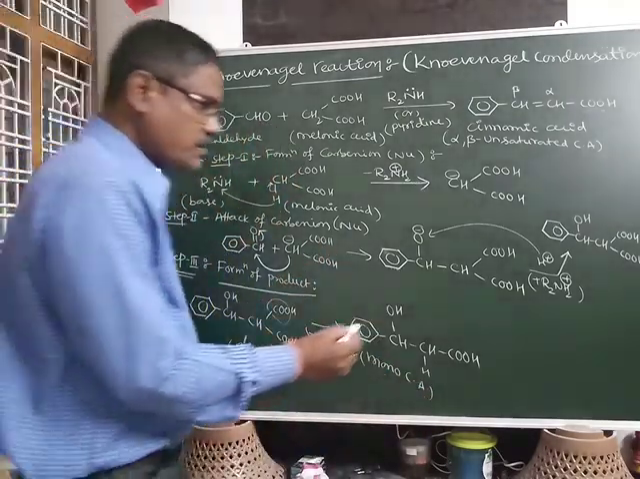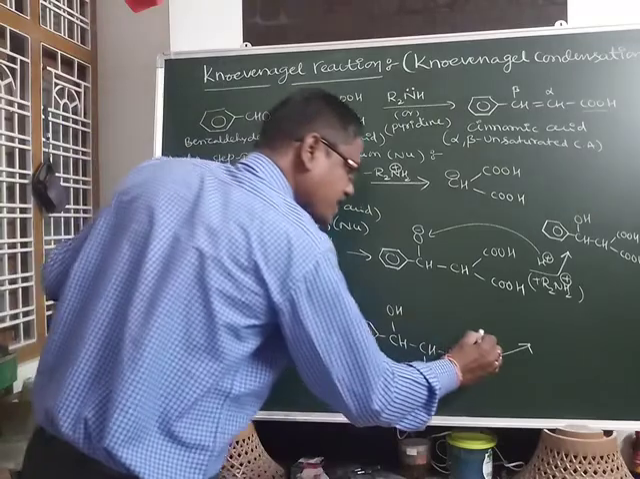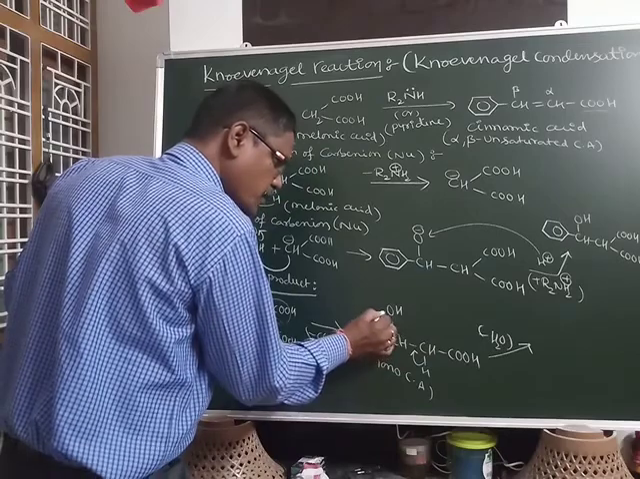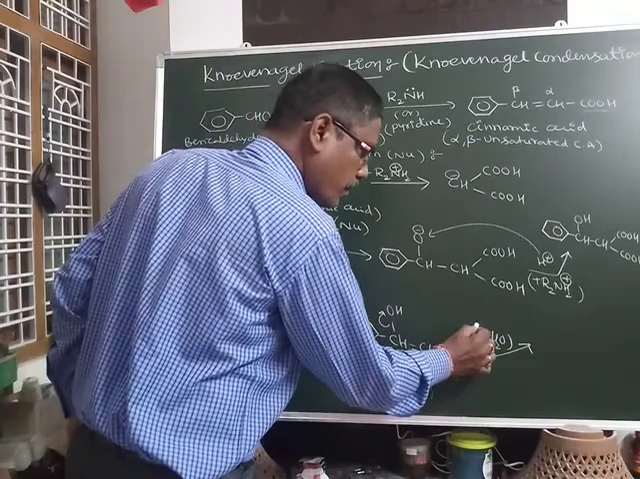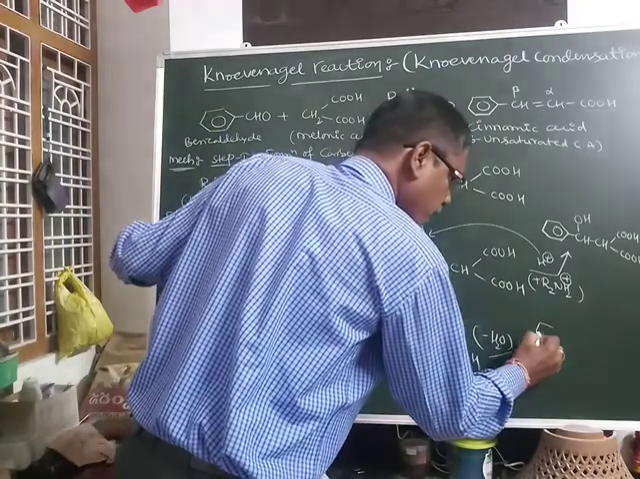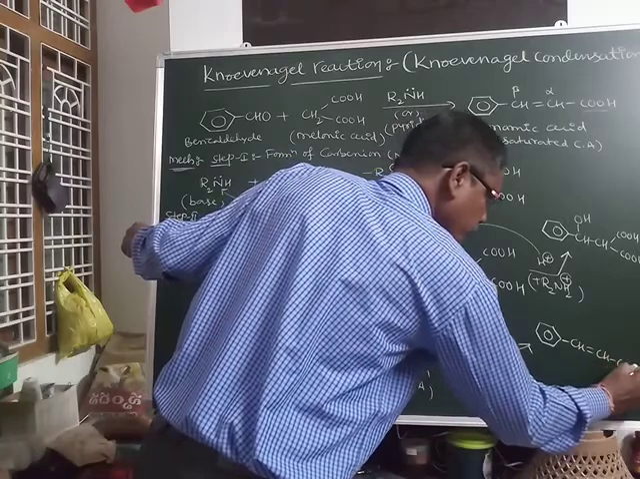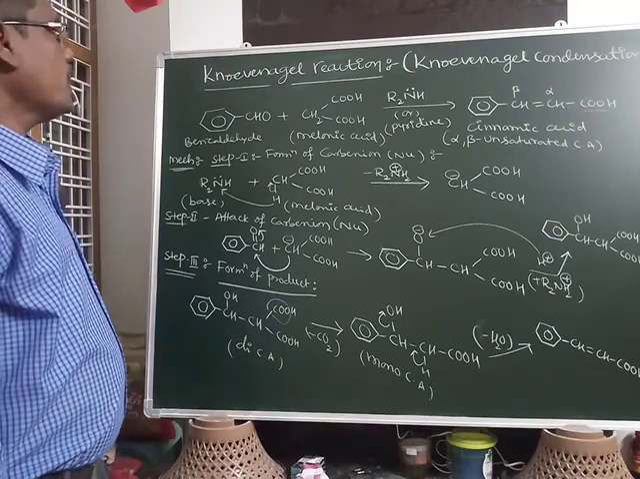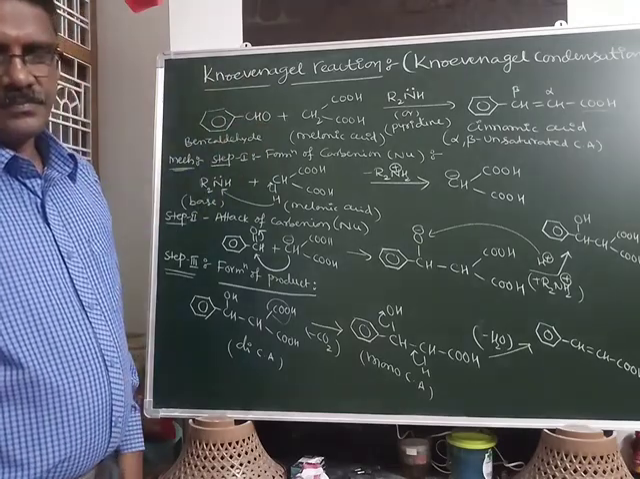Monocarboxylic acid. This monocarboxylic acid, by the loss of one water molecule, so this bond shifts to this side, and OH minus and H plus are eliminated as a water molecule, and we obtain the final product: CH=CH-COOH. This is cinnamic acid. Cinnamic acid.